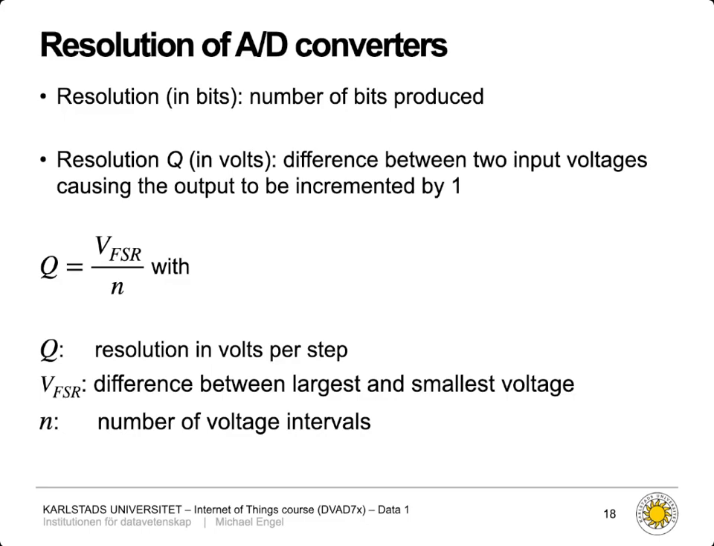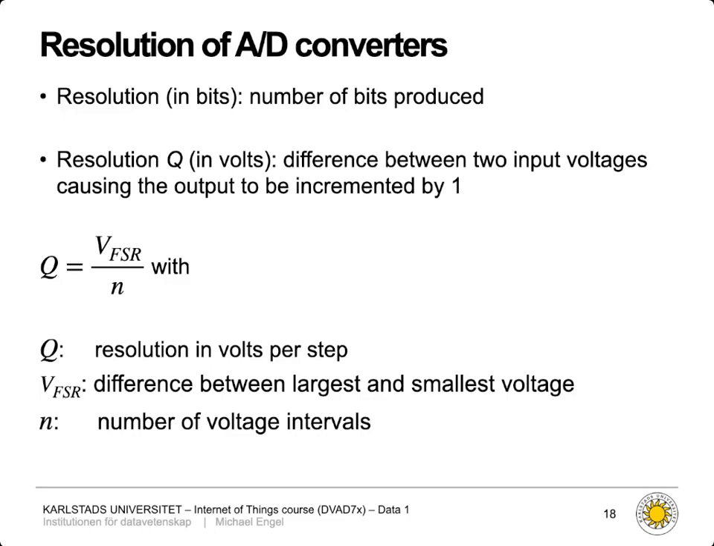So if we have an AD converter, the question is, which precision do we get out of it? So that's what we call a resolution in bits of an AD converter, which is the number of bits produced. Now for this, we can also look at the resolution in volts. And we've seen this is the difference between two input voltages, causing the output to be incremented by 1. Or if we look at it from another point of view, that's exactly the voltage that drops over one of our resistors in our voltage divider.